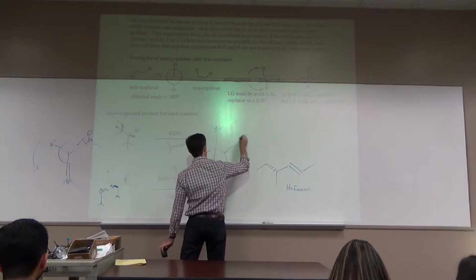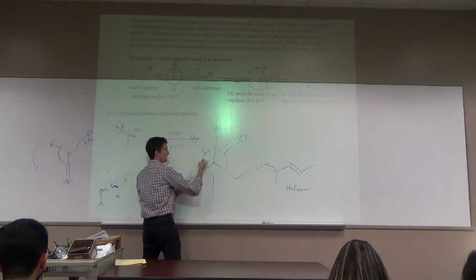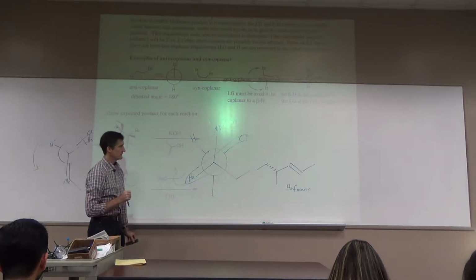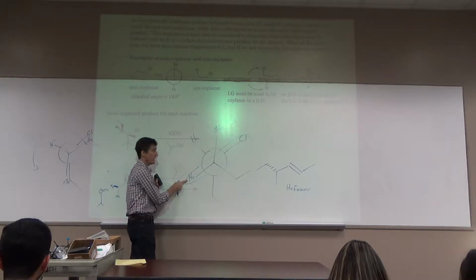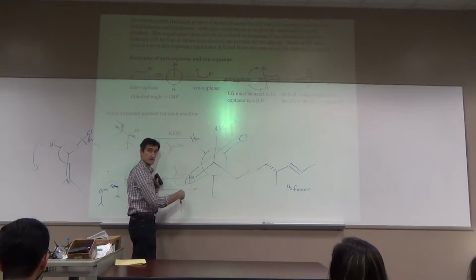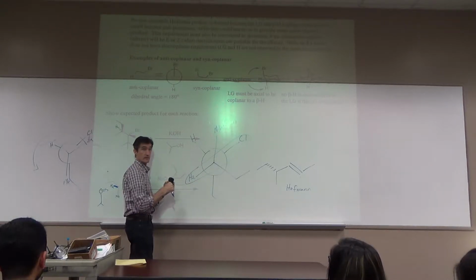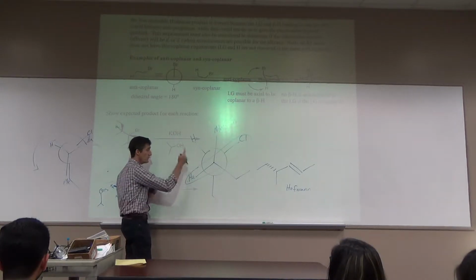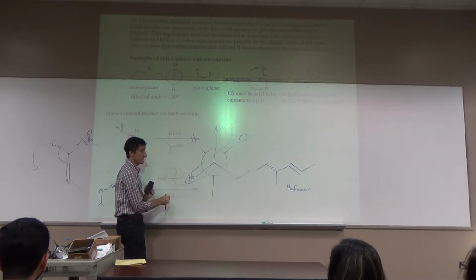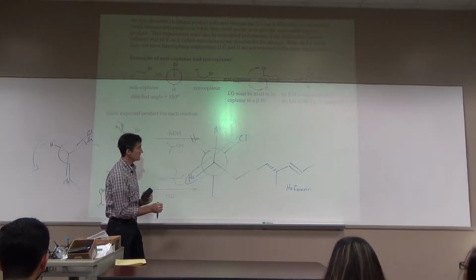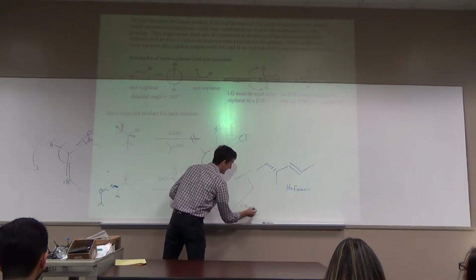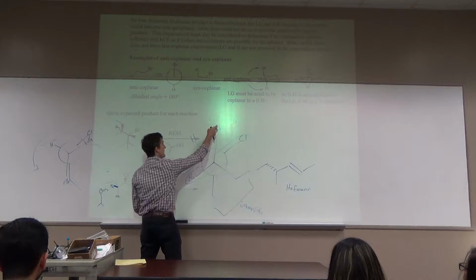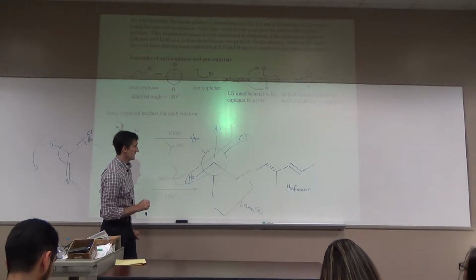Now we can eliminate, because the H and the leaving group are anti-coplanar. And it's only one H. If we had two H's, then we could draw two different conformations which could eliminate. We can only draw one that can eliminate. This is our only choice. And the only choice shows that the ethyl groups are on the same side, and the methyl and the H are on the other side.